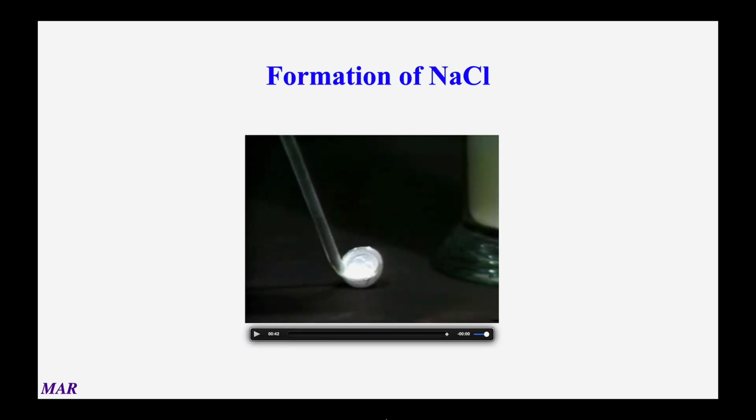The next time you put table salt on French fries or something like that, remember this video. There's a lot of energy released when sodium, the element, and chlorine, the element, come together to make sodium chloride. Sodium was a molten metal. They melted it to make it a little bit more reactive. And the chlorine is kind of a green gas. And when they come together, a lot of energy is released.